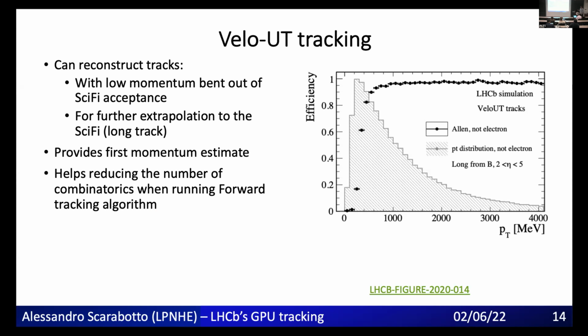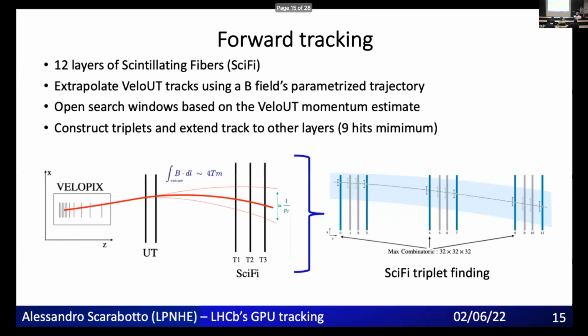Here already, because we have some magnetic field, this provides a first momentum estimate, and this really helps reducing the number of combinatorics that we have to check when we have the full long track reconstruction. And this is how our efficiency looks versus transverse momentum, reaching around 90–95% for tracks over 1 GeV of transverse momentum. And then continuing following our little sketch, velo UT, the magnet, sci-fi.